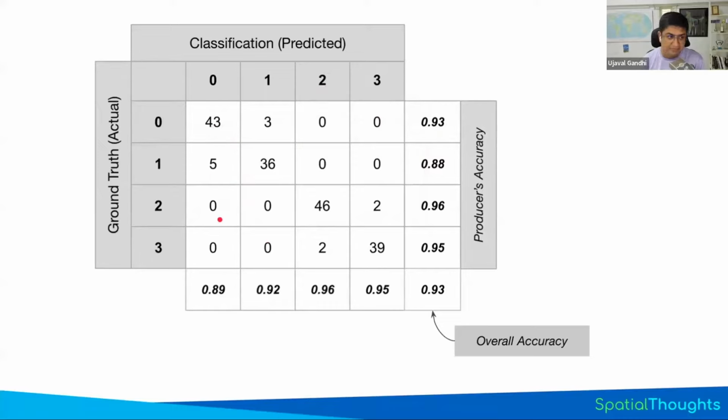Similarly, if you do it for the column, you say there were totally 48 class 0 samples. My model found only 43. It missed 5. And this is called the consumer's accuracy. And this gives you a different view of the same data. This matrix will show you different slices of the same data.